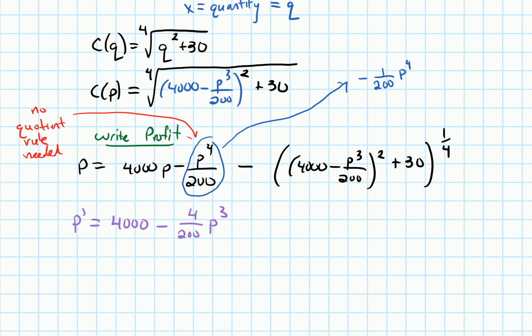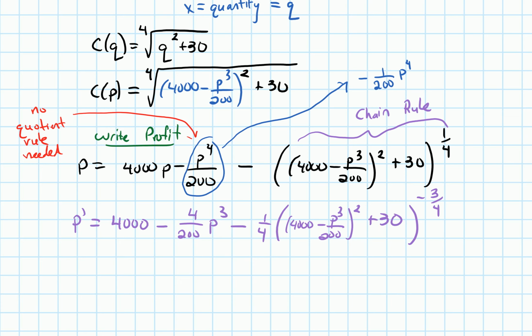So we have that, and now the next term, we've got the minus, and for this whole thing we are going to need the chain rule. With the chain rule, first we deal with the outside part. The outside part is the fact that I have this 1/4 power. It's kind of like I have p to the 1/4 as my outside function. So I bring that 1/4 down, and then I subtract 1 from the exponent, which gives me a negative 3/4 in the exponent. When I take the derivative of the outside portion, we keep the inside the same. So we keep writing 4000 minus p cubed over 200, squared, plus 30. That's the first part of the chain rule.